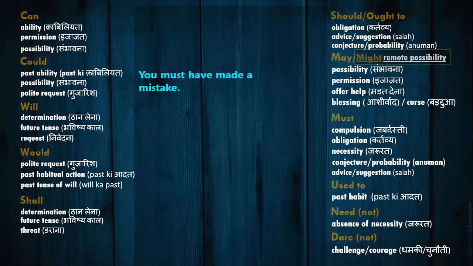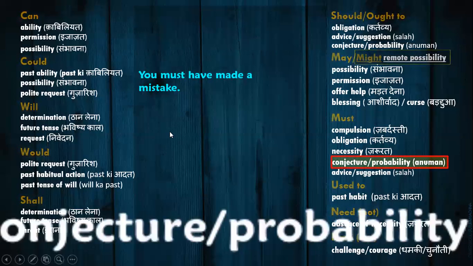What do you think? Is it compulsion? Is it obligation or a duty? Is it necessity? Is it a probability? Yes, it is a probability. Why? Because here we have a 50-50 possibility. The person must have made a mistake. There are chances that either person A must have made a mistake or person B. And hence we say it is probability.